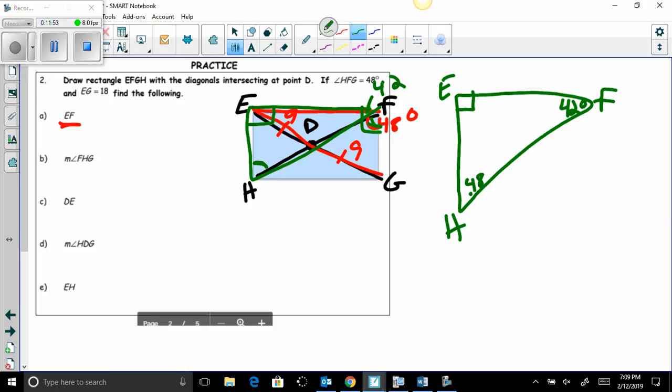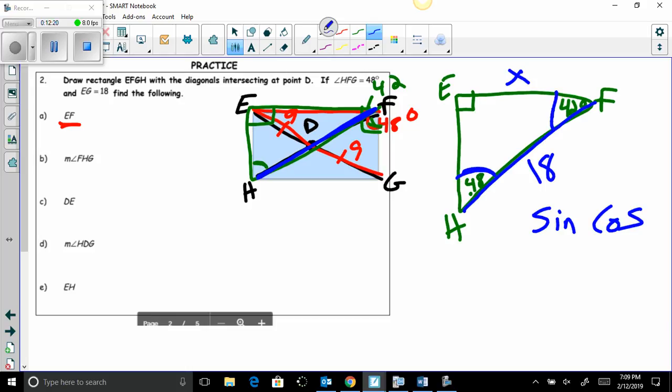Now, I also know, don't I know this whole diagonal here? Isn't this whole diagonal 18 if this other one is 18? So this whole thing right here is 18. I'm trying to find this side right here. What can I use? I got a right triangle. I can use a trig ratio. I know the hypotenuse, so wouldn't I have to use sine or cosine? And that really just depends on if you want to be at this angle or this angle. It doesn't matter which one you want to start at.